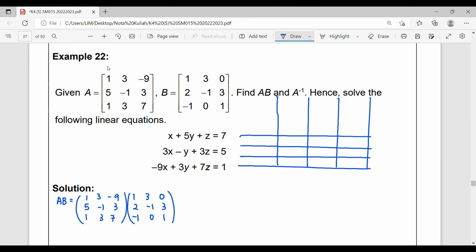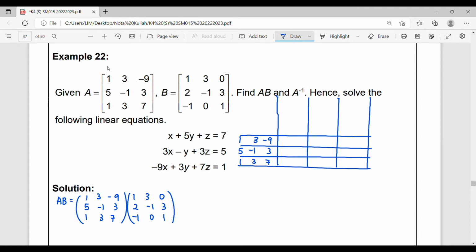Given that matrix A and matrix B, find the multiplication of matrix A and B and A inverse. Hence, solve the following linear equation. So for multiplication A and B, for the first matrix A, we will take rows. First row will be 1, 3, -9. Second row 5, -1, 3. Third row 1, 3, 7.